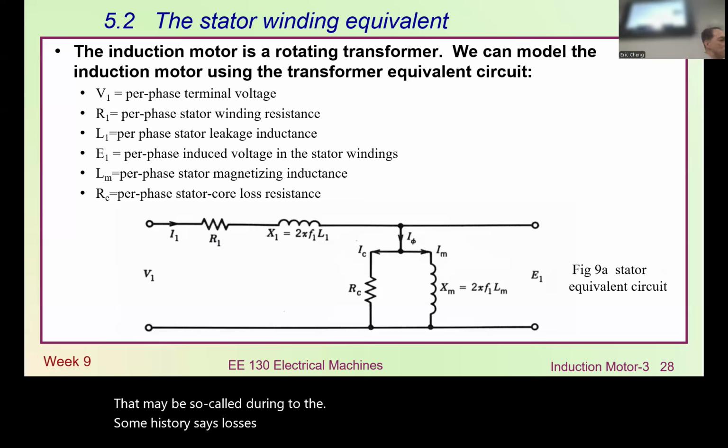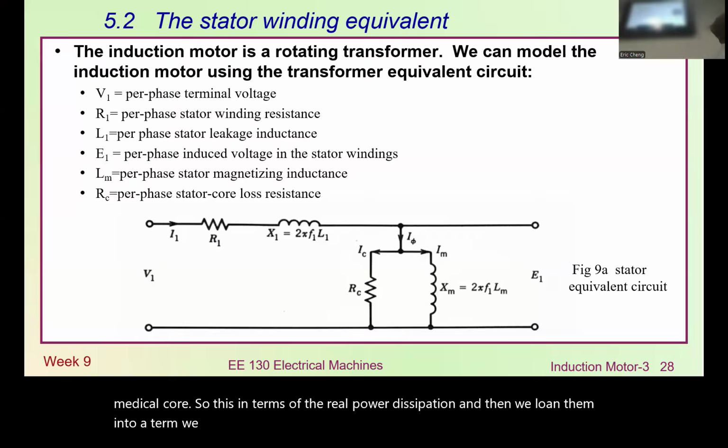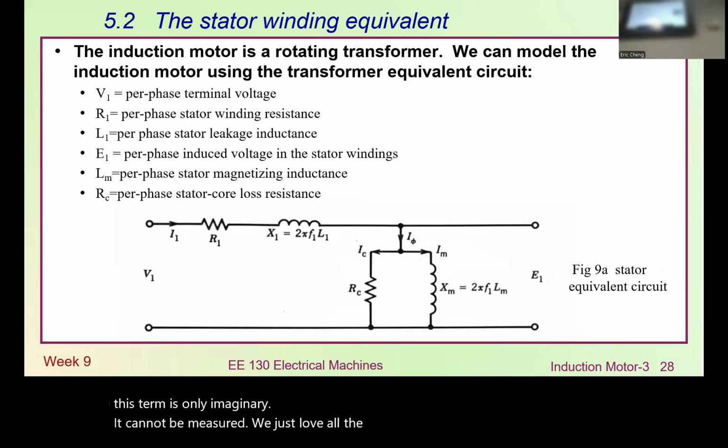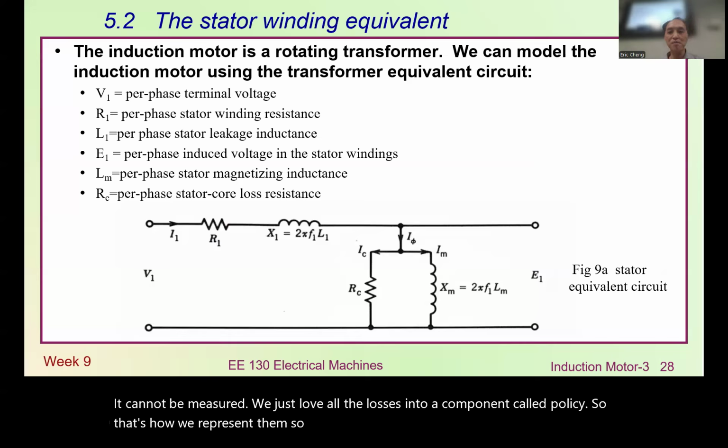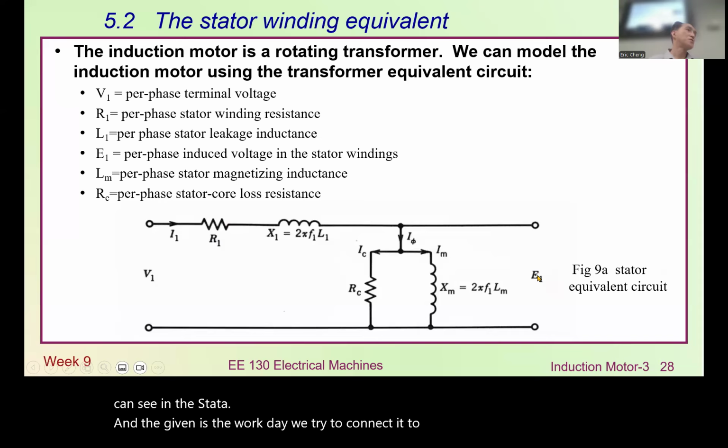So these core losses are the power dissipation in the magnetic core. We lump them into a term we call Rc, and we always put it across the magnetizing inductance here. This term cannot be measured individually; we just lump all the losses into a component called Rc. That's how we represent them. So that's all the major components or parameters we can see in the stator. And E1 is the voltage we connect to the rotor. That's how the stator looks.